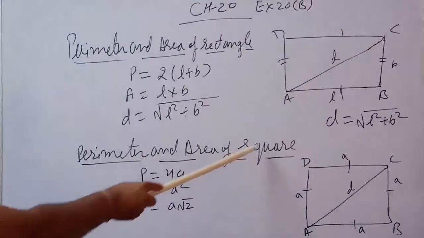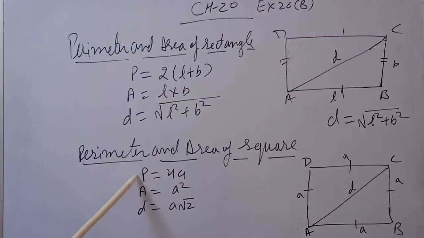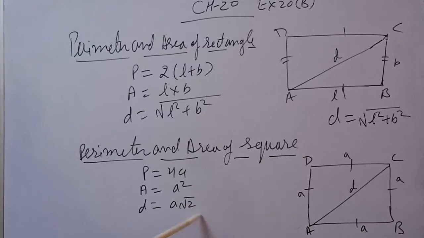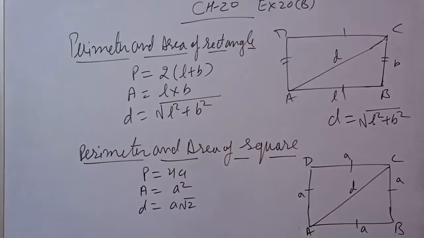So perimeter and area of the square we have the same. Perimeter of the square equals 4A, area of the square equals A square, and the diagonal equals A under root 2. So with the help of these formulas, we will solve the sums of exercise 20B. Now I am taking sum number 1.